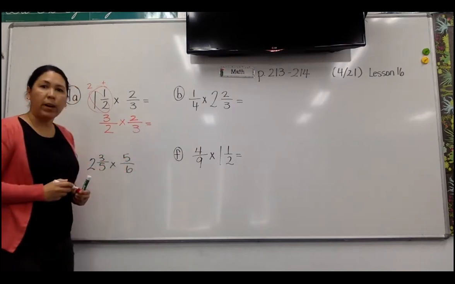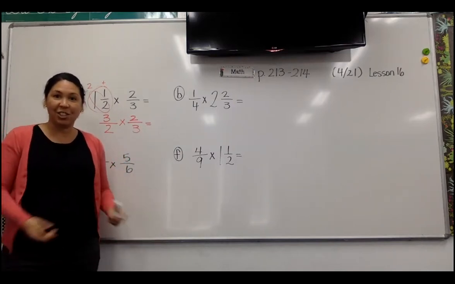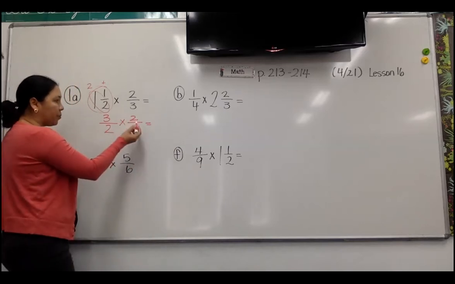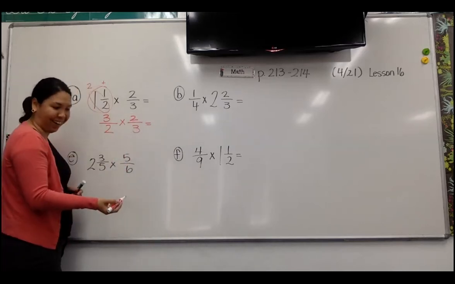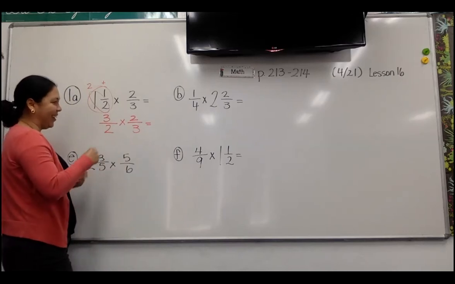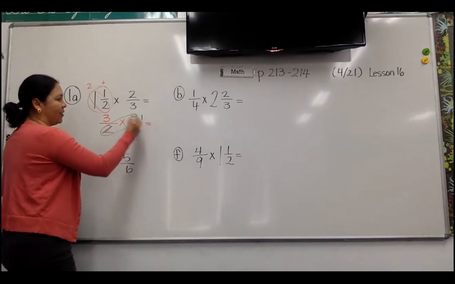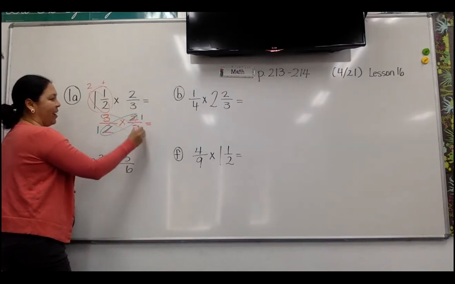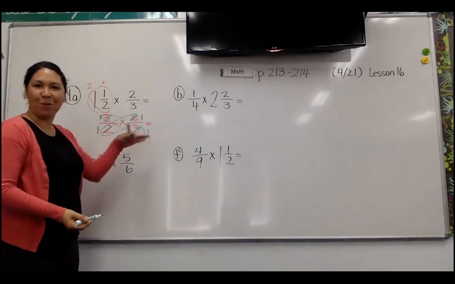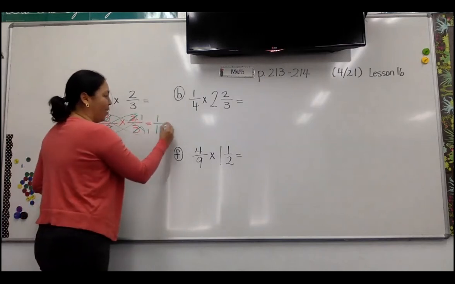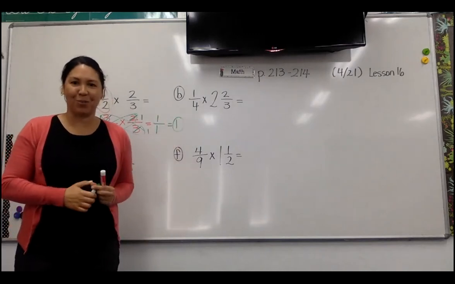And whenever we multiply, remember our trick, cross cancellation. Am I able to cross cancel anything here? Totally we can. 2 and 2, those are going to become 1s. 3 and 3, those are going to become 1s. So 1 times 1 and 1 times 1. Oh my goodness, you guys. The answer is just 1. What a silly one for our first one, huh?